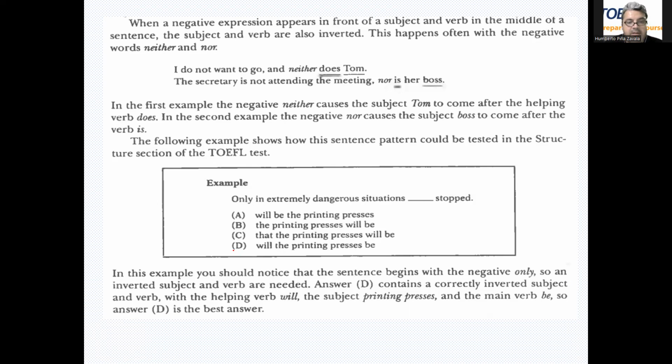Answer D contains a correctly inverted subject and verb. So with the helping verb will, the subject printing presses, and the main verb be. So answer D is the best answer. Only in extreme dangerous situations will the printing presses be stopped.